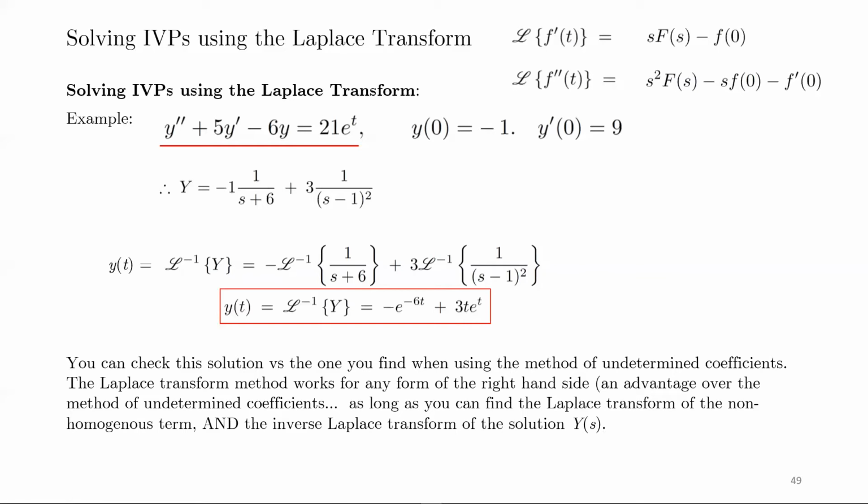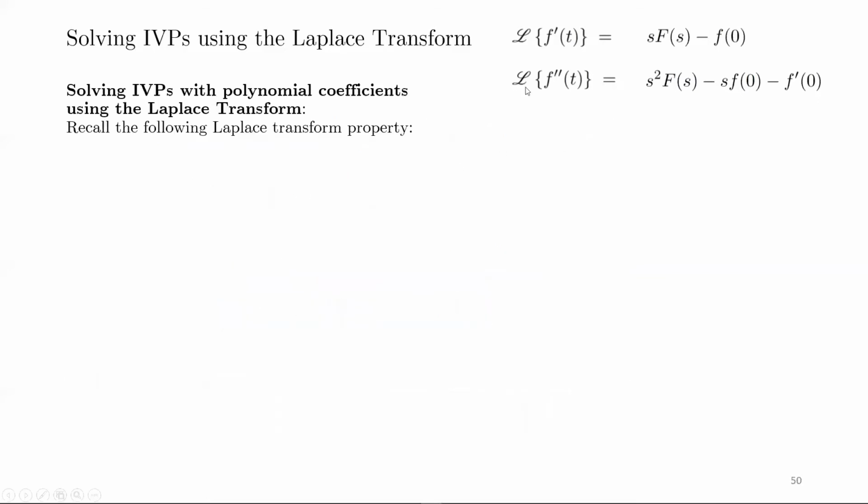The other advantage is that we solve everything together, right? The Laplace transform method automatically accounts for the initial conditions when we take the Laplace transform of the two derivative terms, and it also automatically accounts for the non-homogeneous terms. So there are some advantages here. The other advantage is that we can solve equations that we have not been able to solve before, which we're going to move on to now.